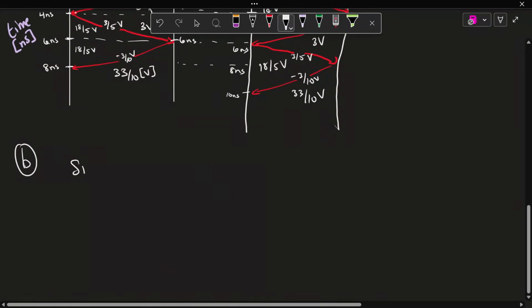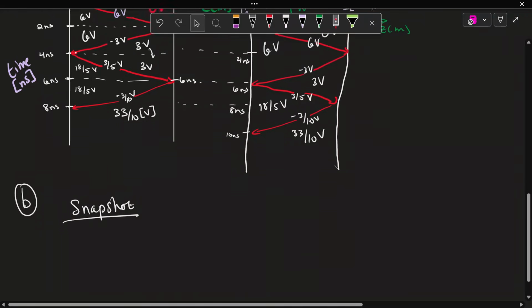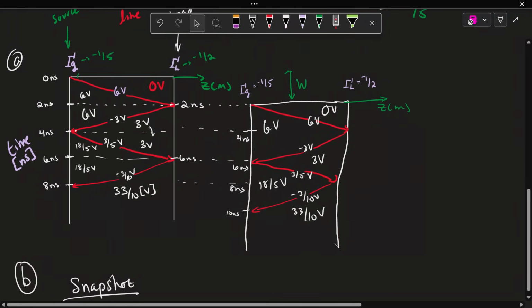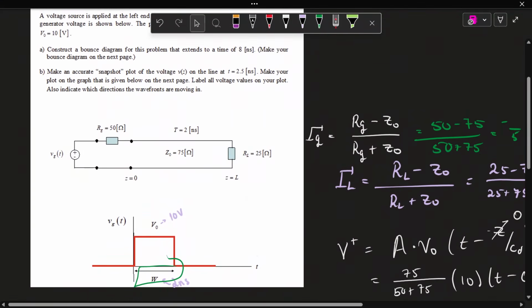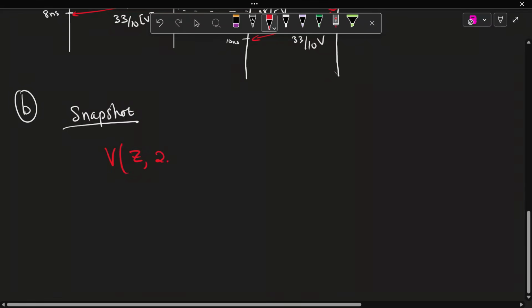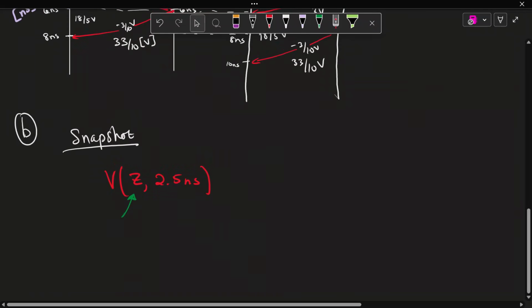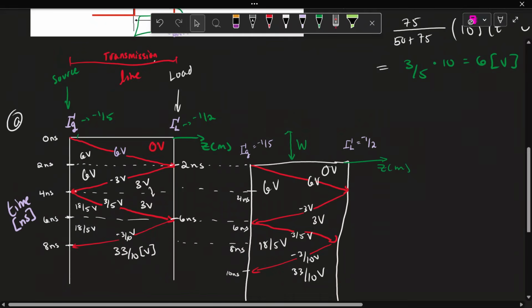So we'll write this snapshot. And we're saying at a specific time. So time will stay still and Z will change. So we have Z and t, which is 2.5 nanoseconds. So what we're trying to find is voltage with respect to the length of the transmission line, or Z.